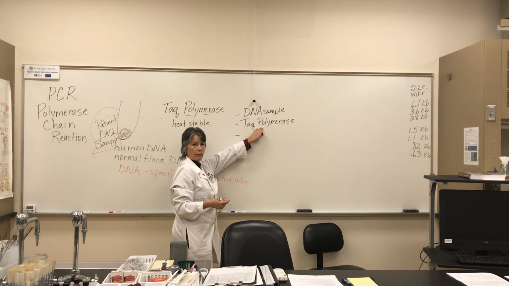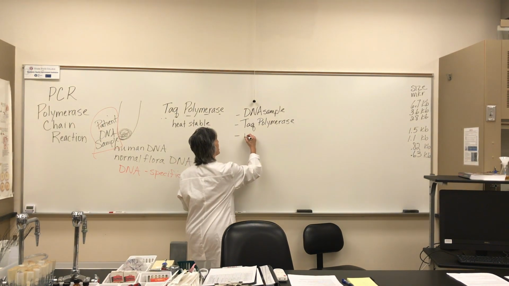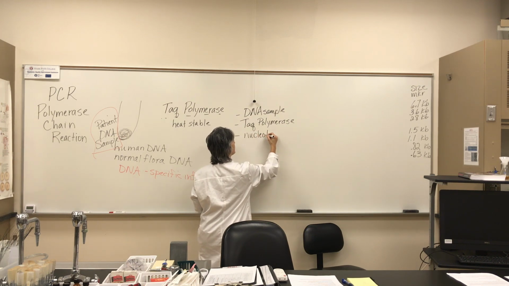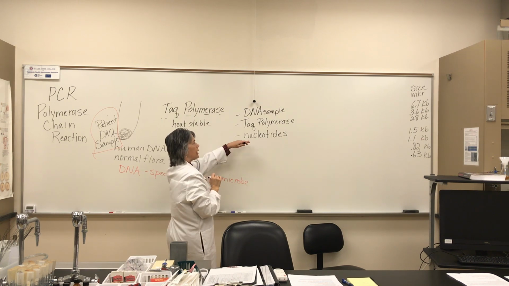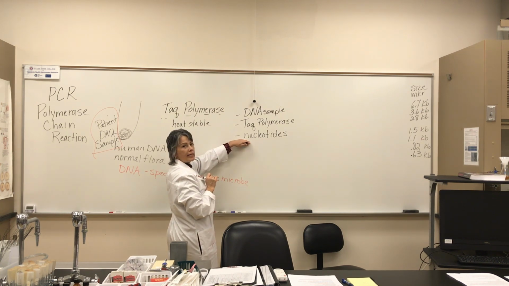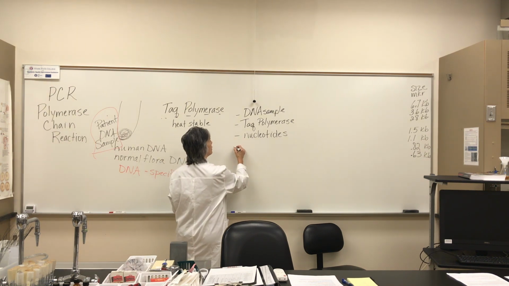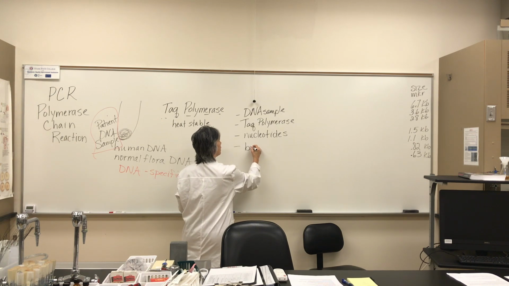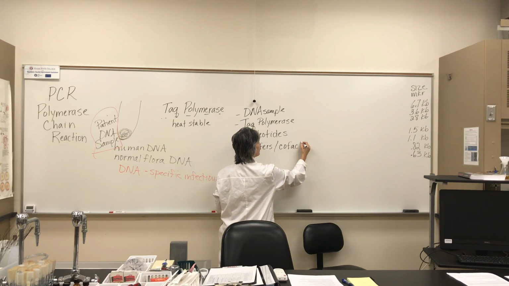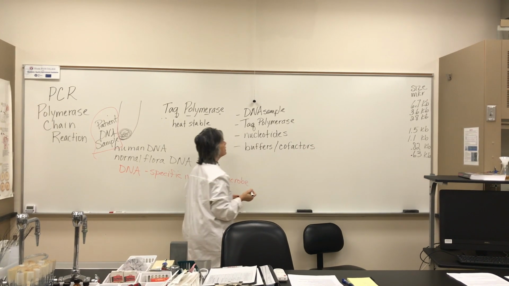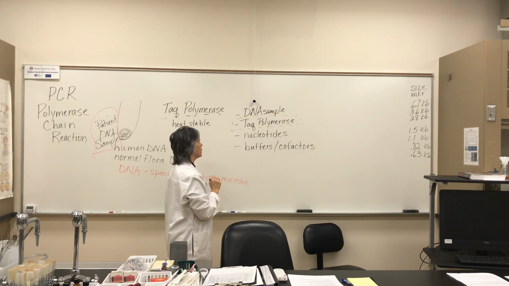This is our DNA polymerase. What do we need? What are the building blocks of DNA? We've got to have nucleotides. I might call them DNA nucleotides. In the online protocol, they call them deoxynucleotides. Okay, but we can think of them just as nucleotides. What else do we need? We need buffers, cofactors, anything that is going to create the optimal conditions for the enzyme to work.